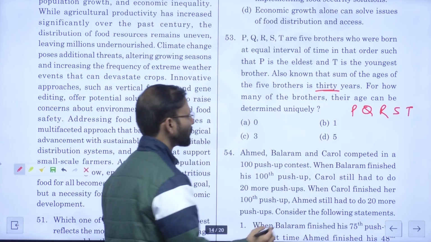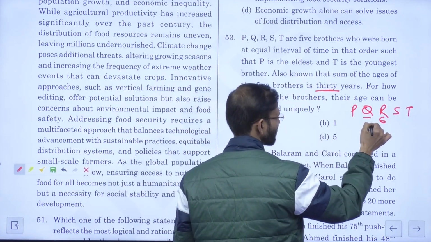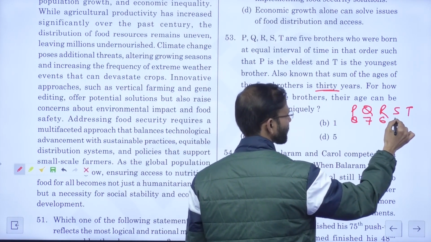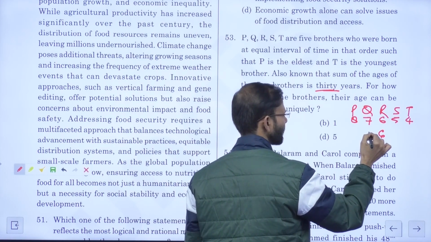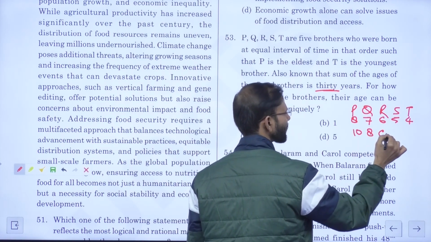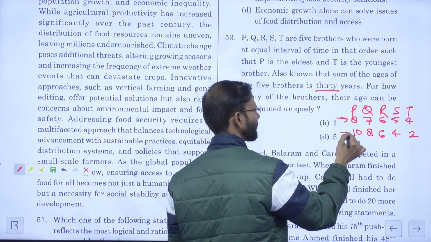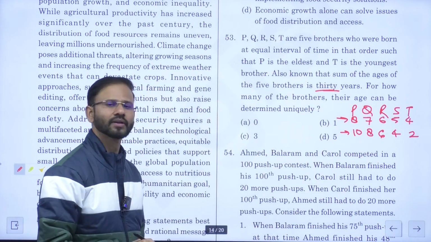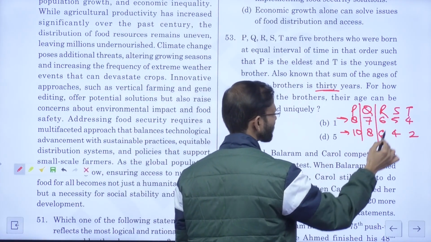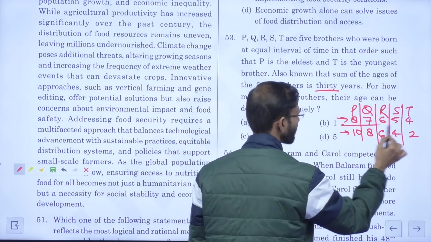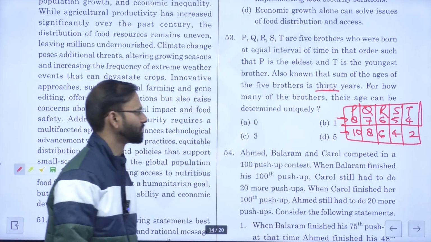Fine. So it can be 6, 7, 8, 5, 4. Or it can be 6, 8, 10, 4, 2. Guys, these are the two possible combinations of the ages we have. Right, everybody? These are the two possible combinations of their ages that we can get.